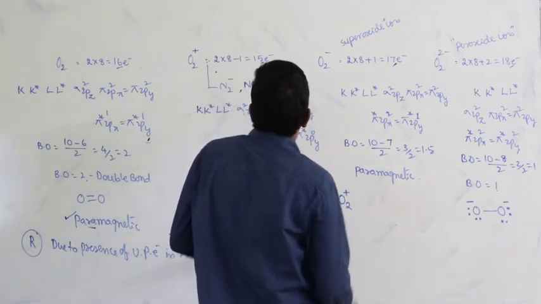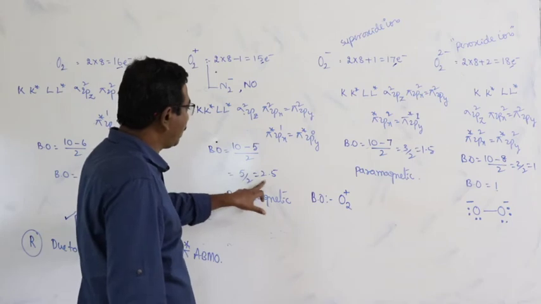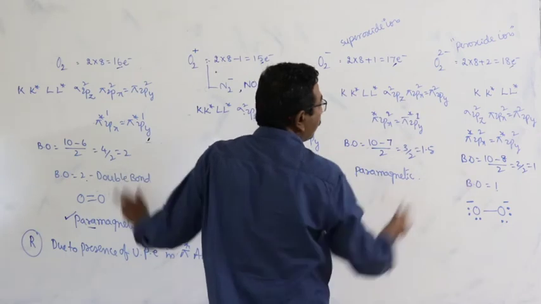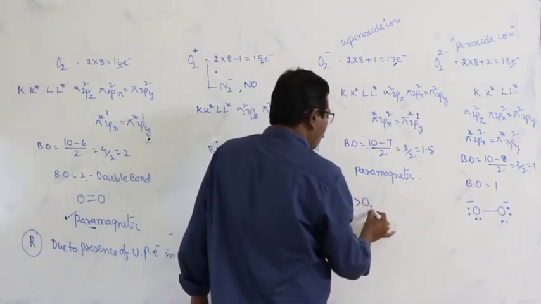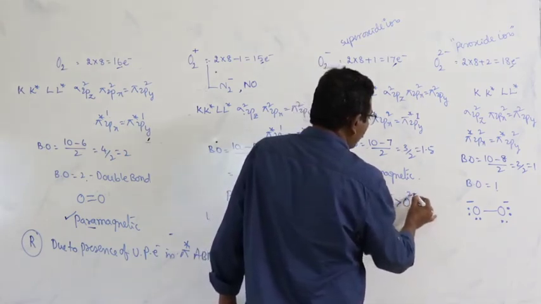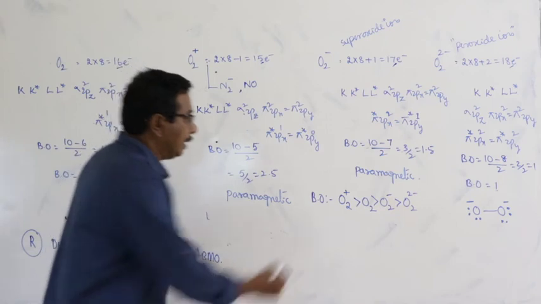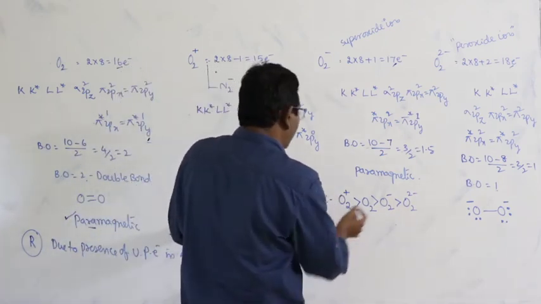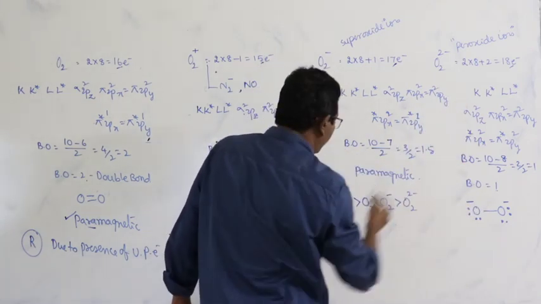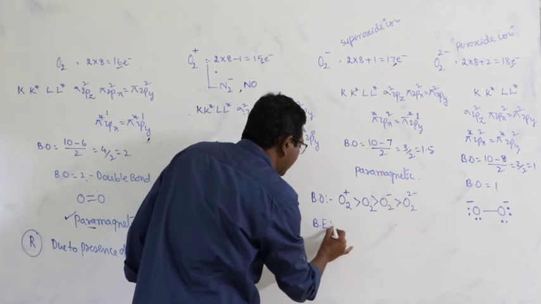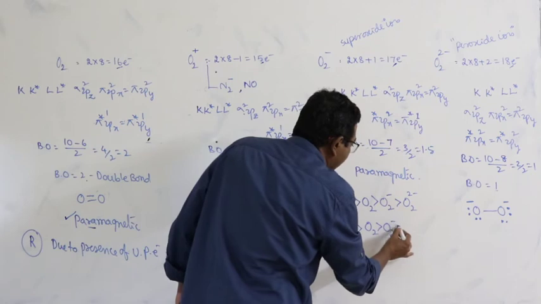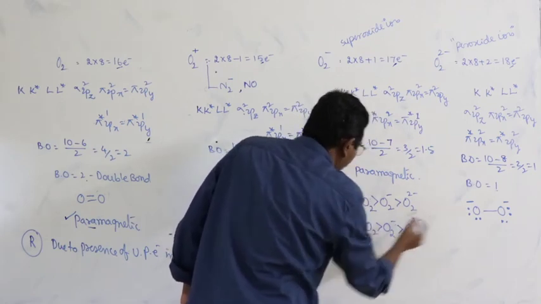Bond order: O2 plus 2.5, O2 2, O2 minus 1.5, O2 2 minus 1. What about the bond energy? Following the same order: O2 plus greater than O2 greater than O2 minus greater than O2 2 minus.